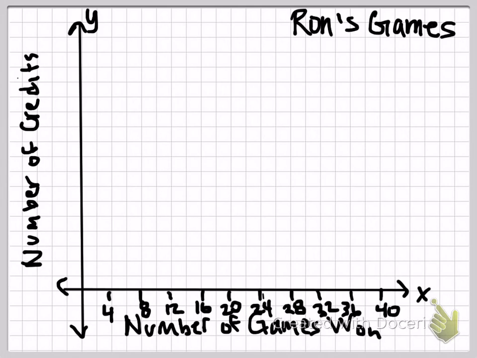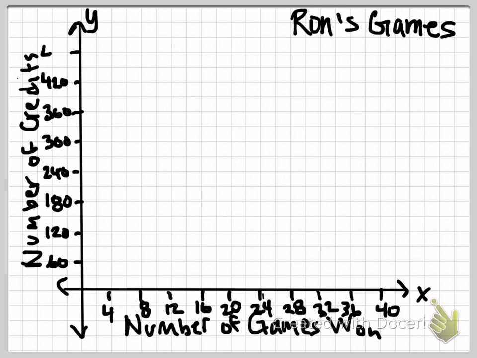For number of credits, I need to get to at least 440. So on my graph, I'm going to count by 30s and get to at least 440. And again, it looks like I'm counting by 60s, but each grid line is worth 30 credits. Okay, once you have it set up like this, then you can start plotting points.